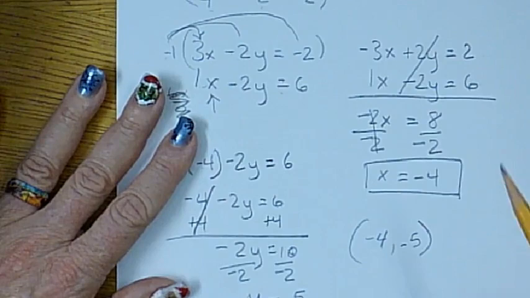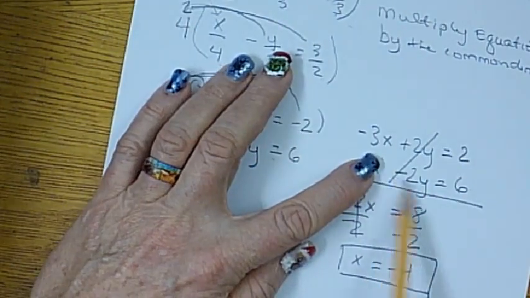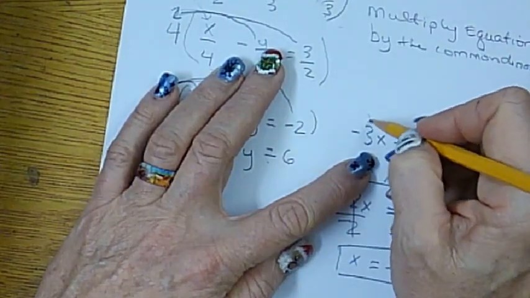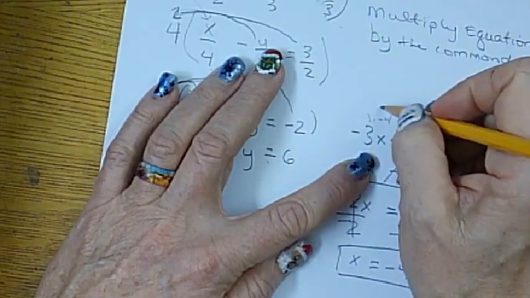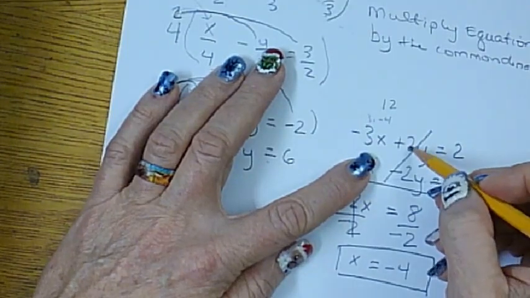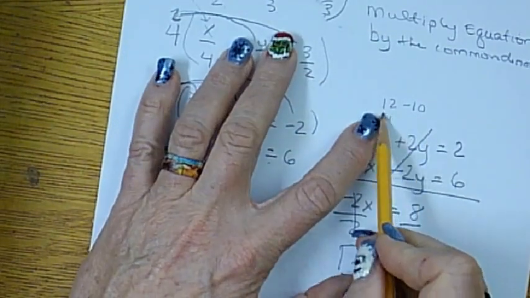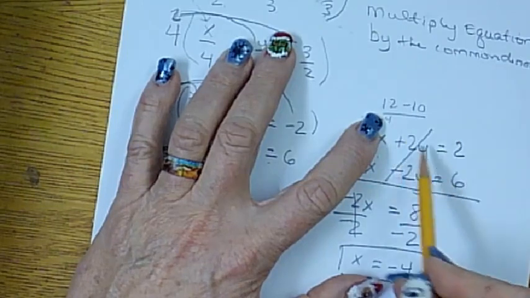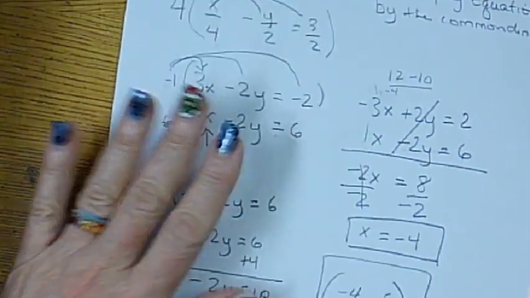Okay, so again, if you wanted to check it, say if I wanted to plug it into this equation, I already knew it worked for this one. So if I plug in a -4 here, a -3 times a -4, well, a negative times a negative is a positive, right? And that gives me a +12. And then if I plug in my y, 2 times a -5 would be a -10. Does my left side of my equation equal my right side? Well, 12 minus 10 is 2, so 2 equals 2, so I know it works. Okay, so that is my answer for that one.